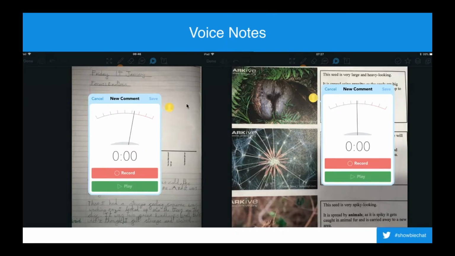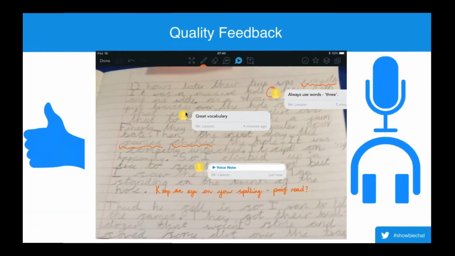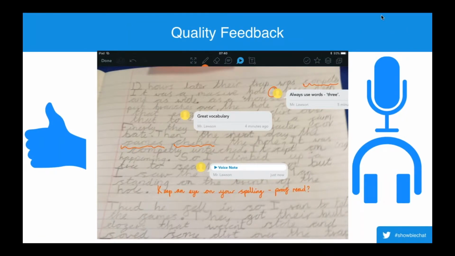We can see here some more examples of the annotation and feedback. This to me is the biggest feature in Showbie. It's the best feature in my opinion. I know Erin might have a different viewpoint on what her favorite thing is, but for me in the classroom that I use all the time, day in, day out, this is by far the best thing.